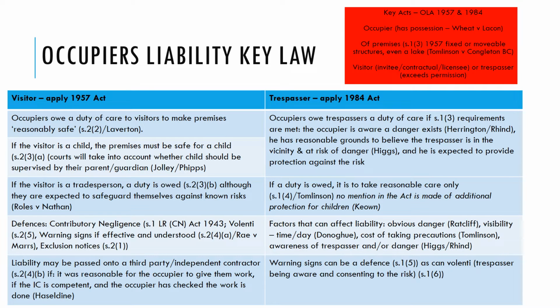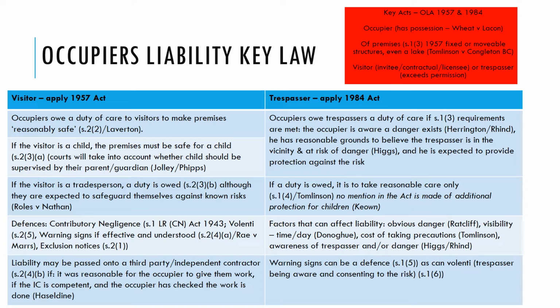For the trespasser law, it's a little bit straightforward. Occupiers owe trespassers a duty of care if the requirements under section 1, subsection 3 are met. The occupier has to be aware that a danger exists. They have to have reasonable grounds to believe that a trespasser is in the vicinity and at risk of danger. I've summarised the law there. Also, they have to be expected to provide protection against the risk, so it's a reasonable expectation.